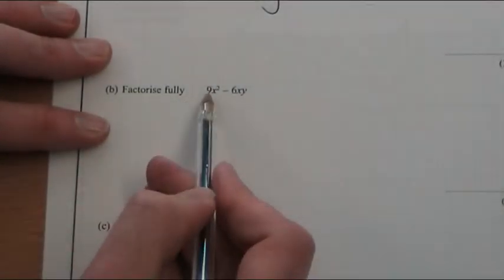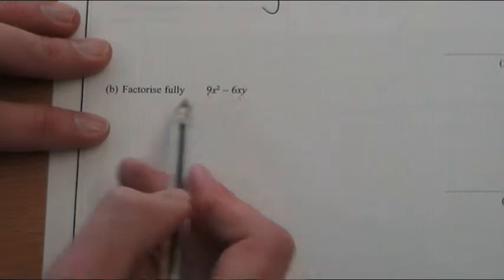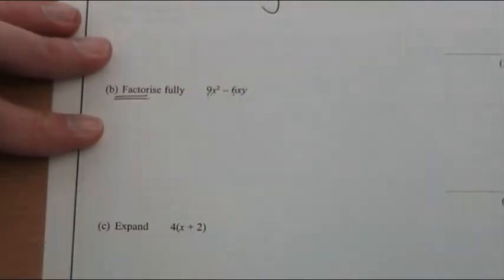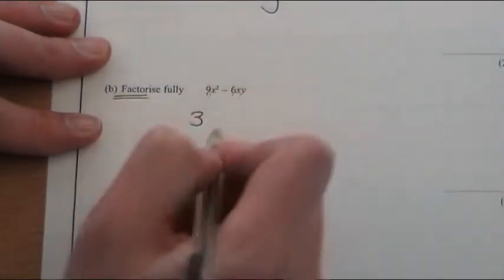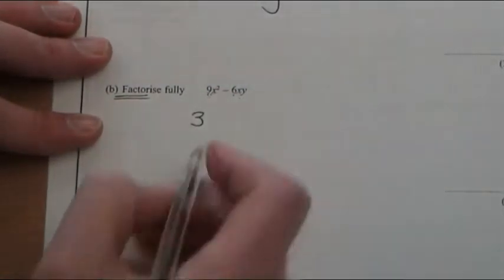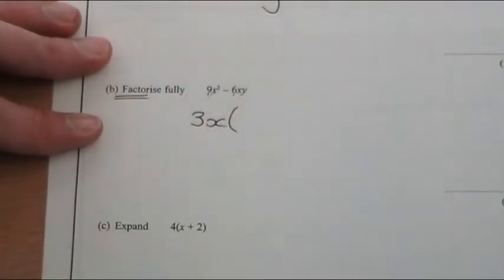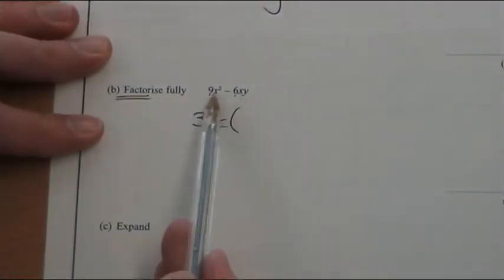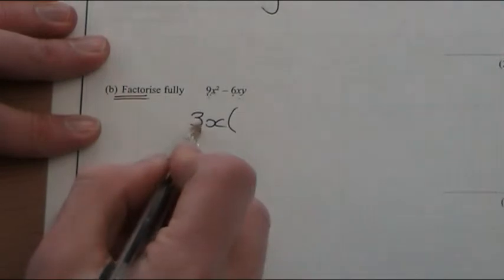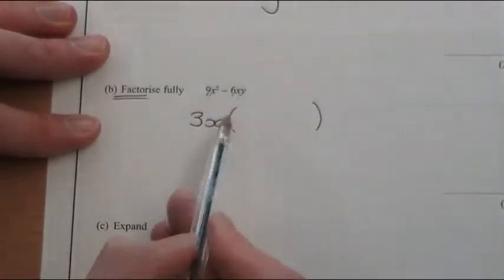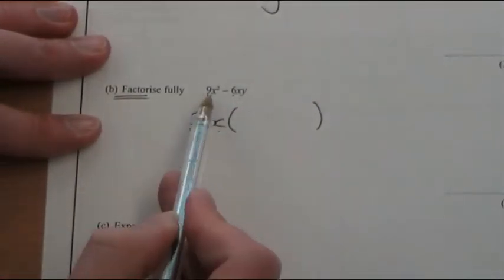Factorize fully means basically design an expanding question with the highest common factor on the outside. So looking at these terms, what is the highest common factor? So 6 and 9 are both in the 3 times table. And there's an x in both terms, so an x is also a factor. And therefore 3x is the highest common factor. So now I can finish off my expanding question. 3x times a what gives me this term.